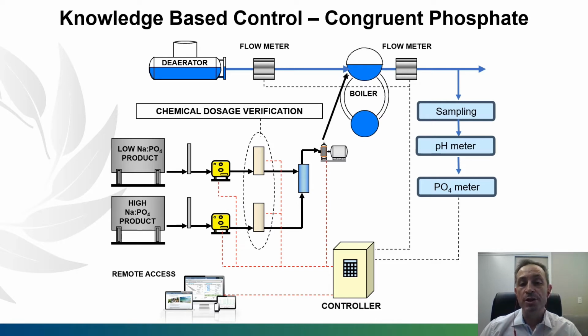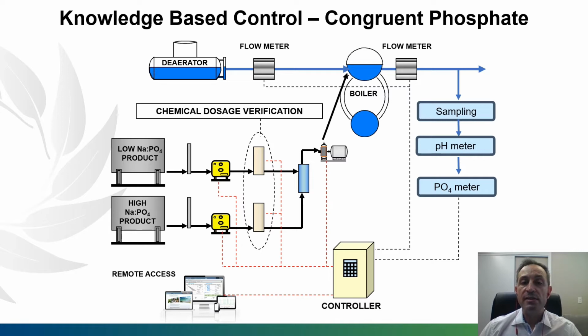So a controller, which is basically an advanced fuzzy logic controller, will get main data from the system continuously, like water mass balance, so the flow meters, the amount of water being sent to the boiler and the amount of water being released from the boiler blowdown, continuous blowdown, and of course chemical data like pH and phosphate residuals.